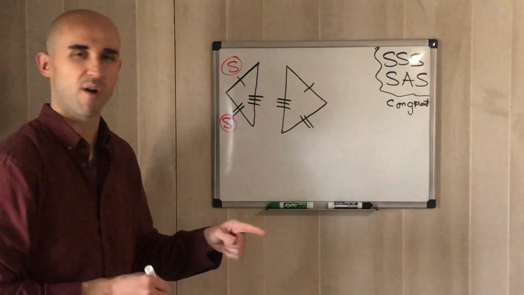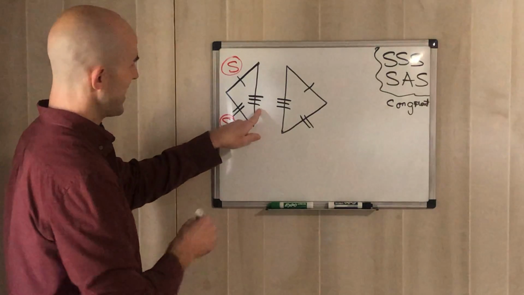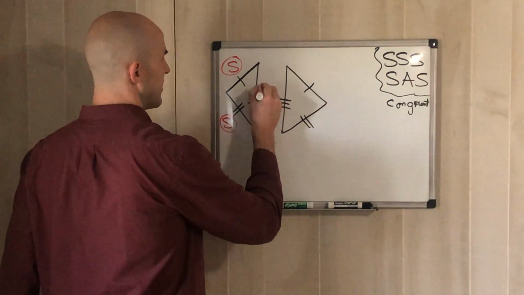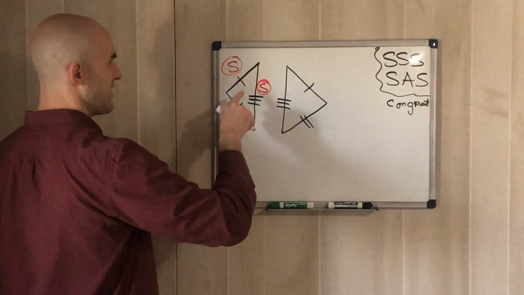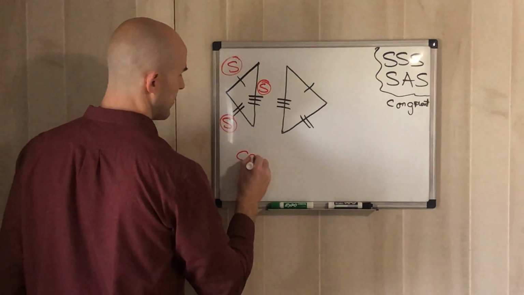Always label on the same triangle too. And then we know that that has 3, that has 3. That would be another side. So we know that we have 3 sides. So automatically we know it's congruent.